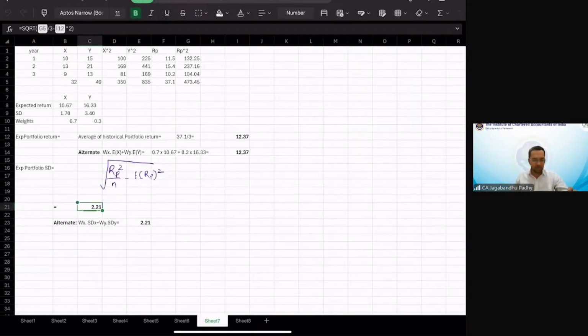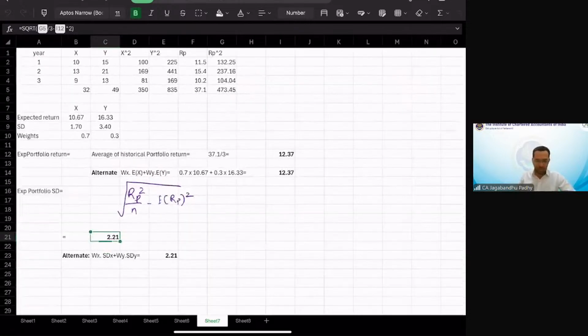Then I gave you another example wherein we found that the expected portfolio standard deviation was exactly the same as the weighted average of the standard deviations of the two securities. So that was matching over here. And I had told the reason for this. Do you remember the reason? I haven't explained it fully, but I think I have given the reason. What was the reason for this, guys?